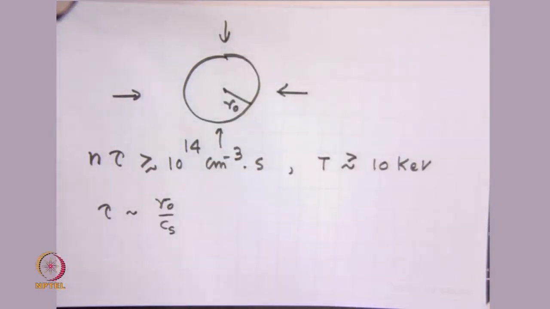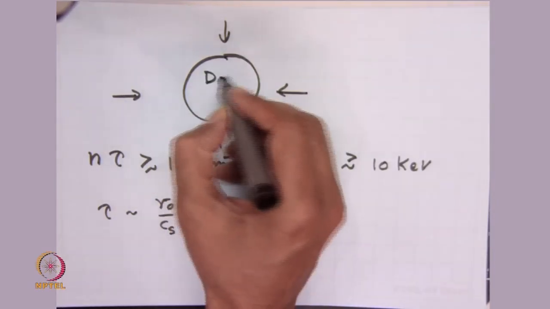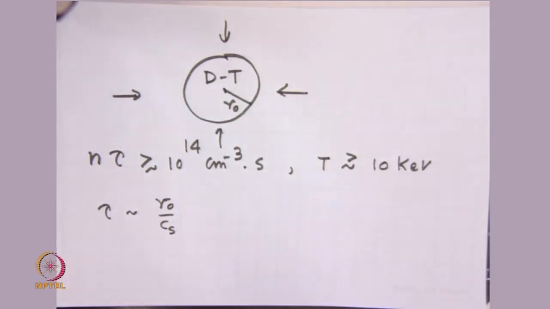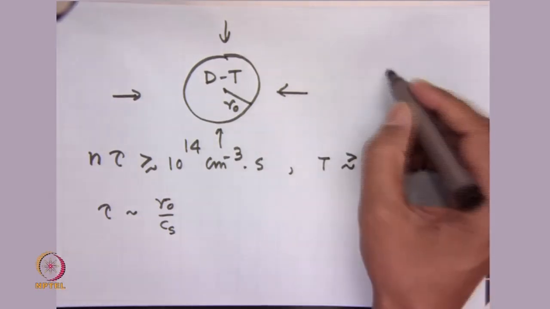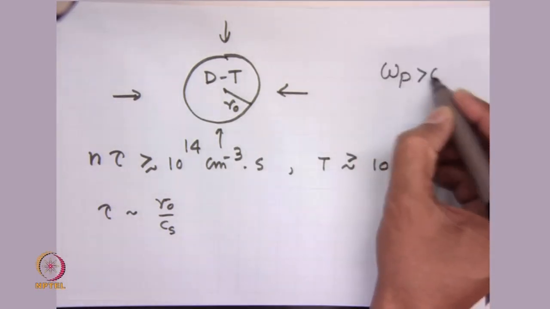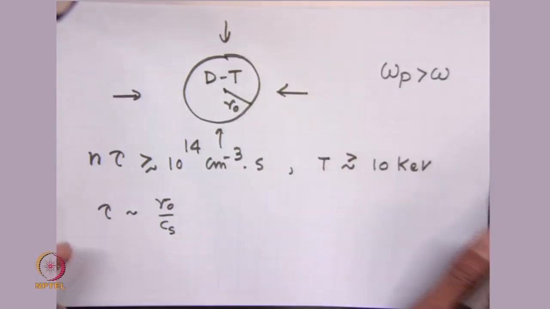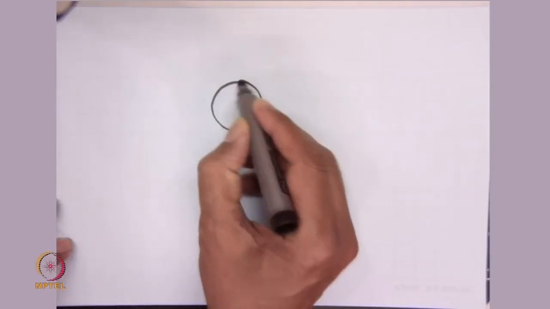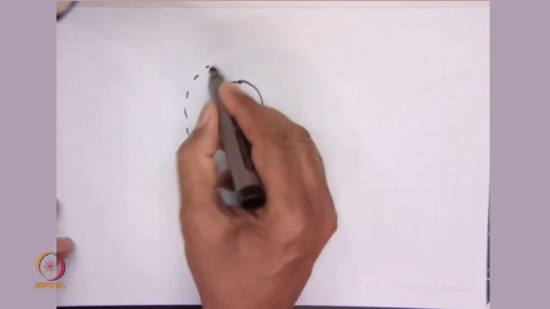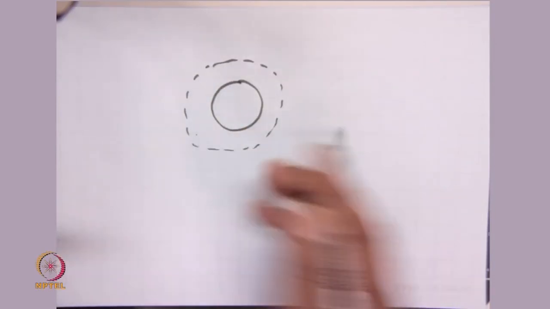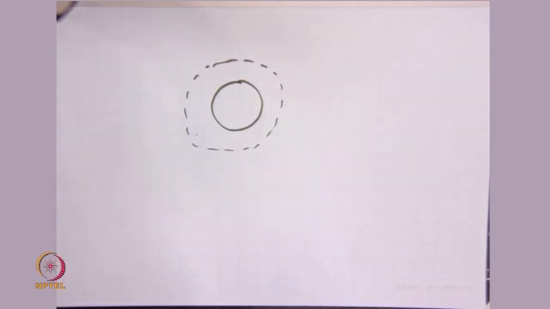This laser will quickly convert this deuterium tritium fuel into a plasma, but as soon as the plasma is formed, the laser does not penetrate because omega p of the plasma is more than the frequency of the laser. As a result, the outside region becomes a plasma and the core stays inside. This plasma compresses the core, and the laser is absorbed in the outer region called the corona.